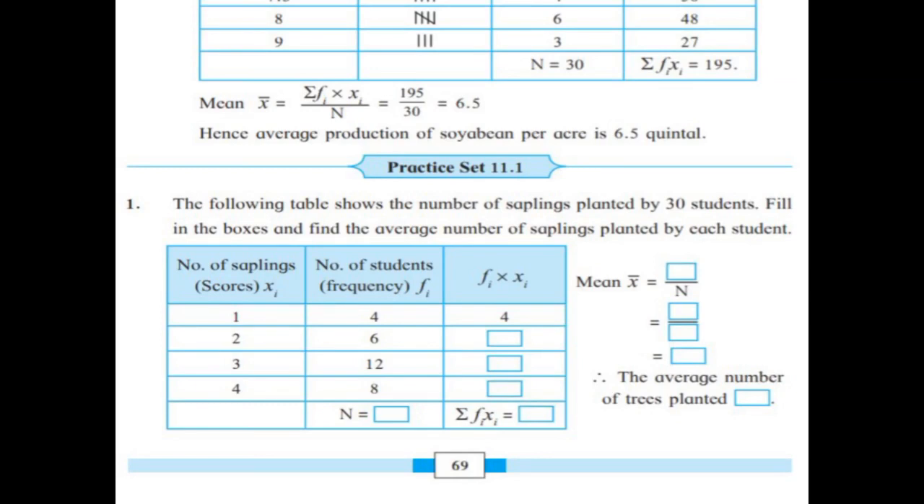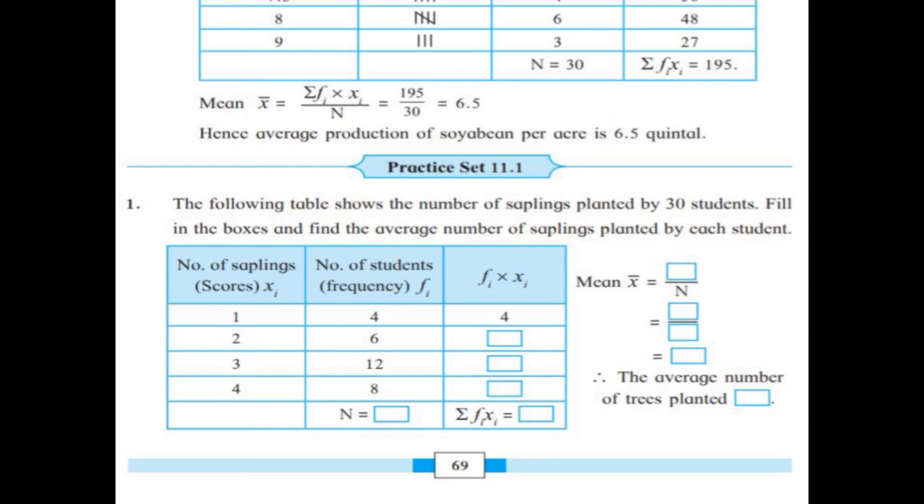In the first column is given the number of saplings (scores), that is xi. In the second column is given the number of students (frequency), that is fi. In the third column you have to multiply the number of students, that is fi, into the number of saplings, that is xi. The first one has already been multiplied and the sum done for you. We will do the next sum.